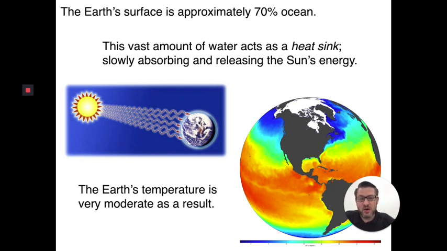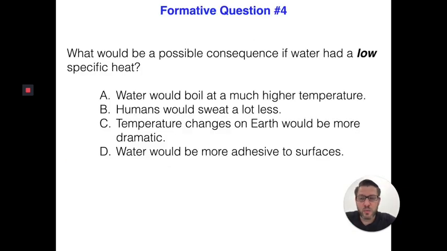Without this much water on the surface of the Earth, summers would be a lot hotter and winters would be a lot colder. So because we have so much water that acts as this heat sink, it moderates the temperature on Earth and makes it livable. Okay? If the Earth was too hot or the Earth was too cold, life on this planet wouldn't be able to exist. So the next question, what would be the possible consequence if water had a low specific heat?